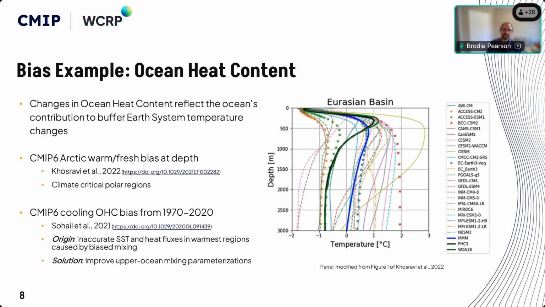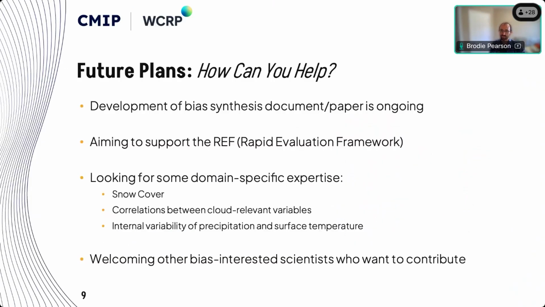We have several people looking at each of those variables that I talked about on the previous page, and the aim is to synthesize those into a paper that we can submit that reviews these biases and their different impacts, their different features, or the different biases and their commonalities as well. We're aiming to support the REF if we can through there.